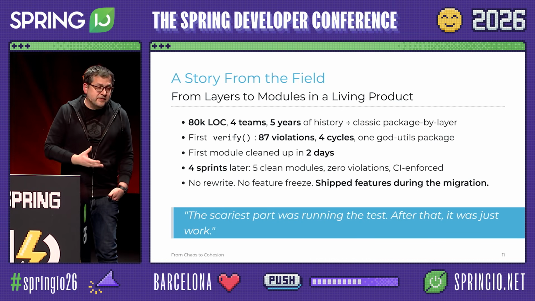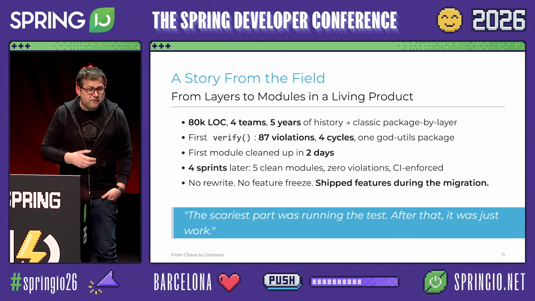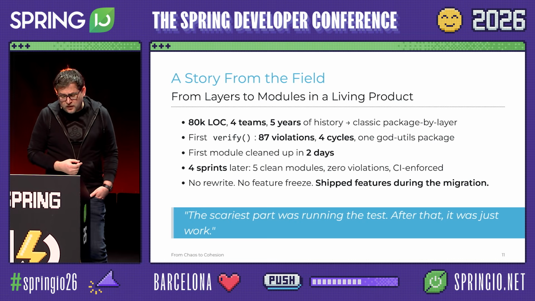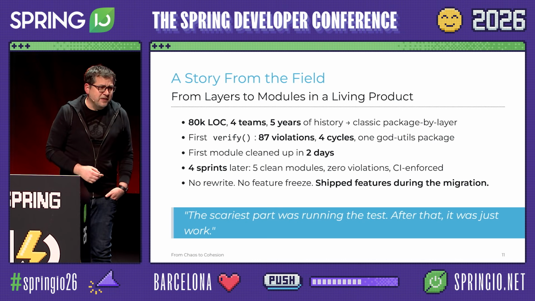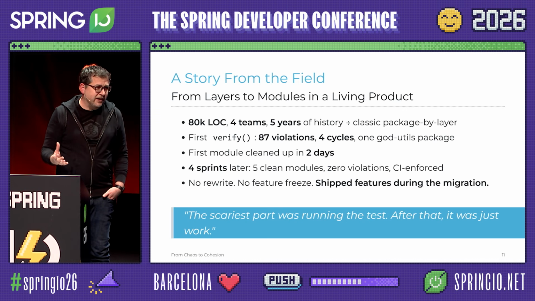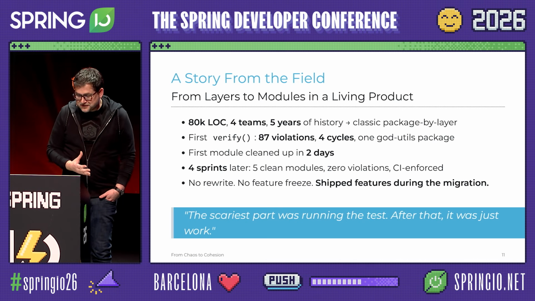And we applied these checks to find out what's going on in the application. And we found about 87 violations, which shouldn't have been there. Cycles in the code base, we found 4 of them. And of course, we had this God mode package, which just contained everything else, right?